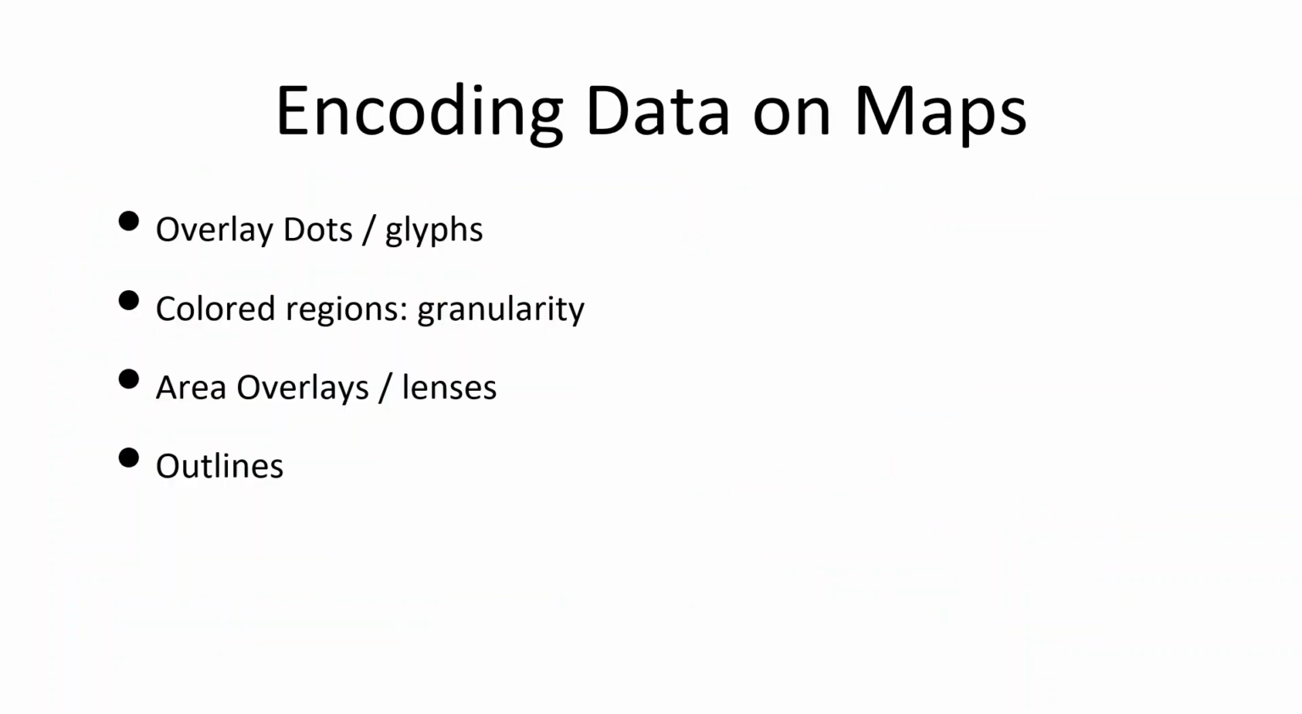So, how do we look at this? Well, first of all, I wanted to do a quick overview breakdown of everything. So, when we're talking about maps, how do I encode information on it? Well, first of all, I can actually overlay stuff on top of it. Dots and glyphs, for example. I can also do overlay of areas, or do things like lenses, right?